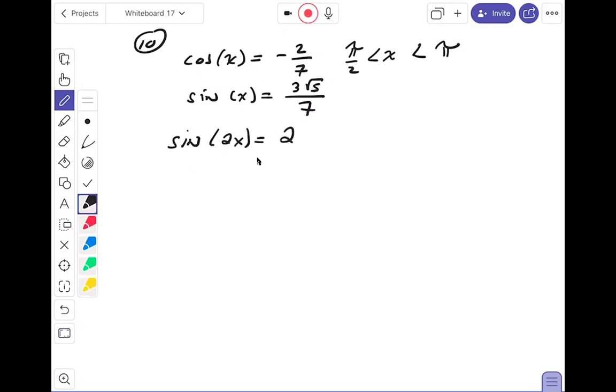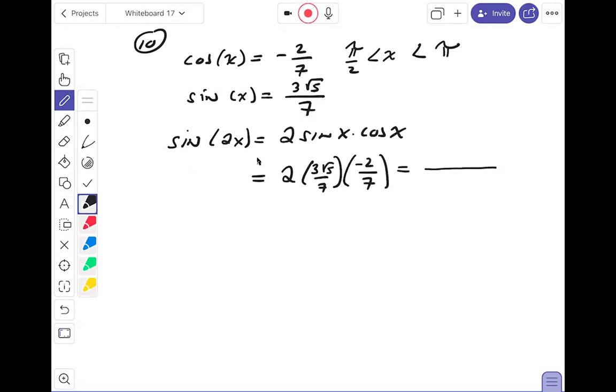It's going to be 2 sine x cosine x. Well, I can write this down. 2, the sine of x is 3 root 5 over 7, and the cosine of x is minus 2 sevenths. Let's write this down. It's going to be 49 in the bottom. And what do you get on top? You definitely get a negative number. You get 12 root 5s. I'm not saying it's the right answer, but I want to look at that later.